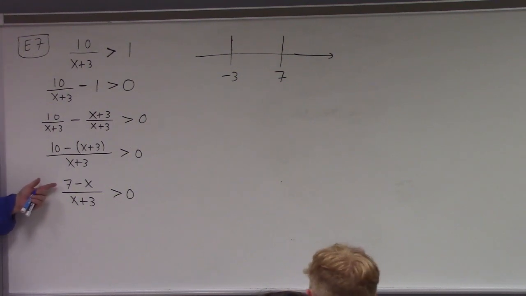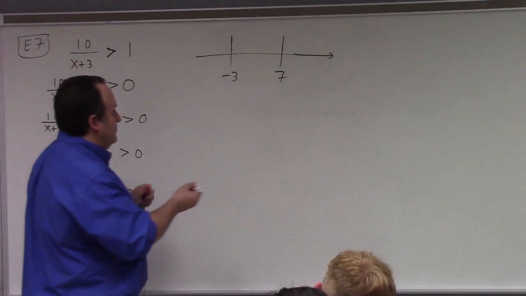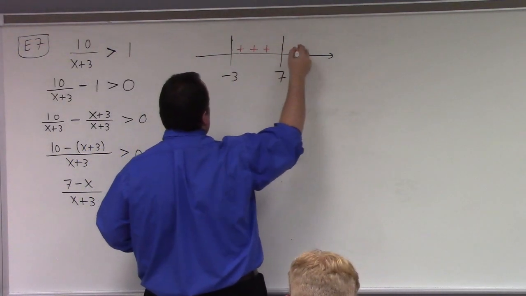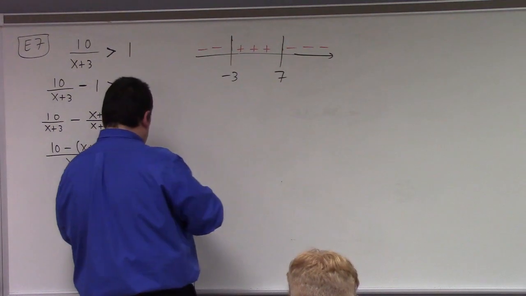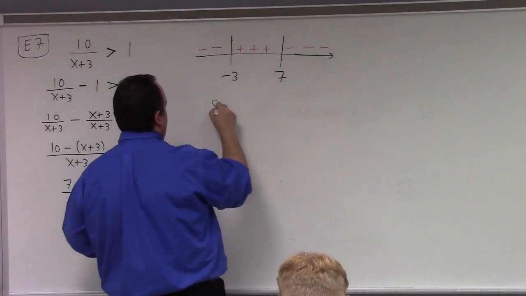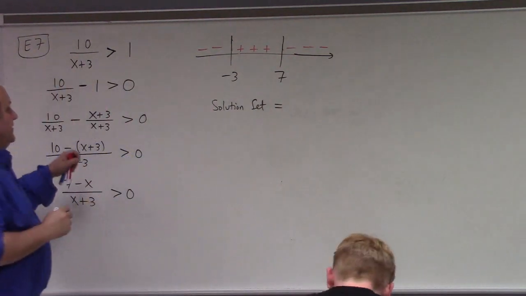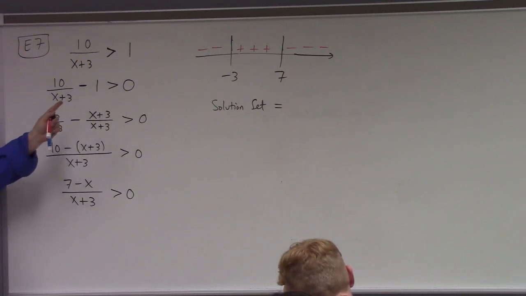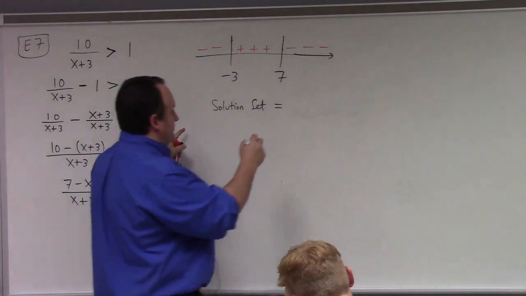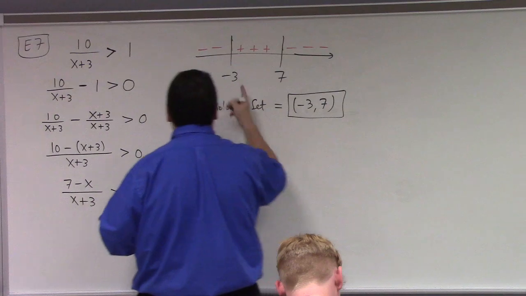So I plug 0 in here. I get what? 7 minus 0 over 0 plus 3, also known as 7/3. Positive or negative? It's positive. So I got positive sign here. Sign flip says I put minus over here. I put minus over there. So what's my solution? Now I'm solving it to be what? I'm solving it where it is greater than 0, right? So that means I do -3 to 7 from the number line right above.